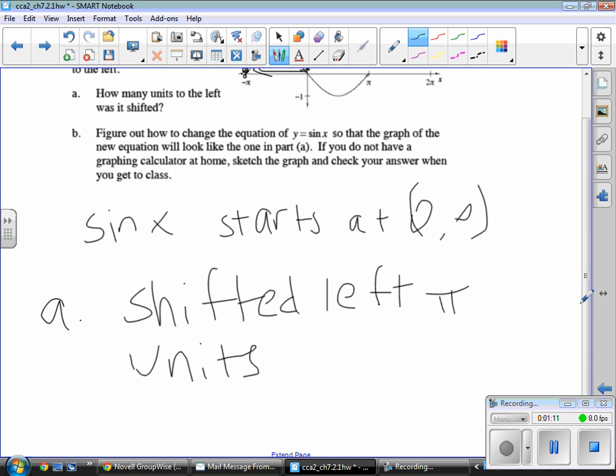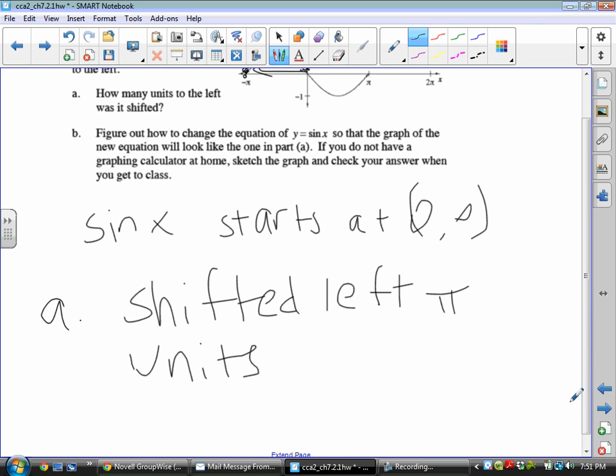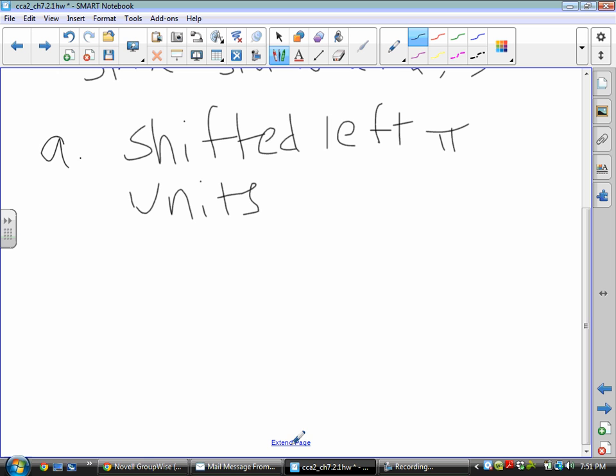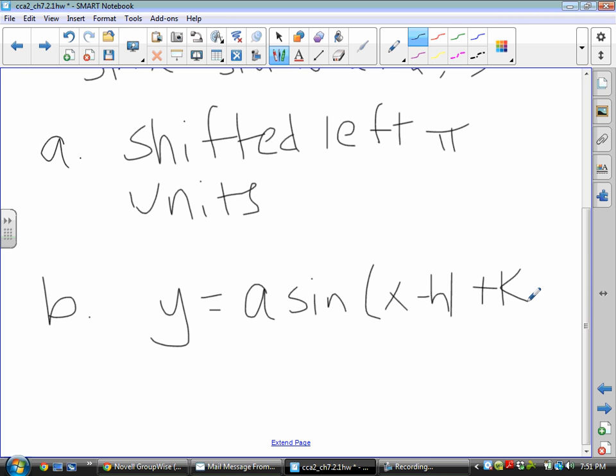So part B, figure out how to change the equation of y equals sine of x so it represents this graph. If I want to know if something moved left and right, here we're going to use our basic equation of a times sine of x minus h plus k. Now, which parameter makes it move left and right? Well, that's going to be h right here. And remember, it's going to be the opposite of which direction I want it to go.